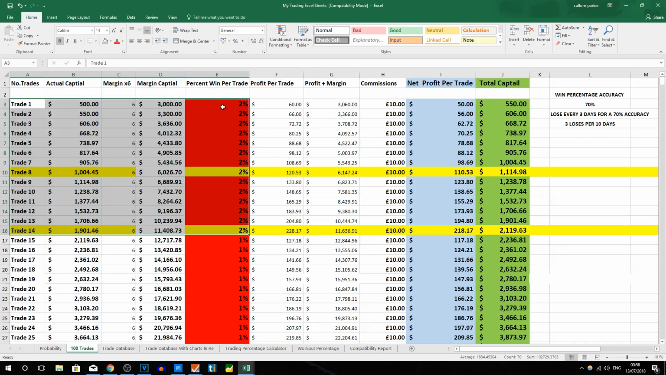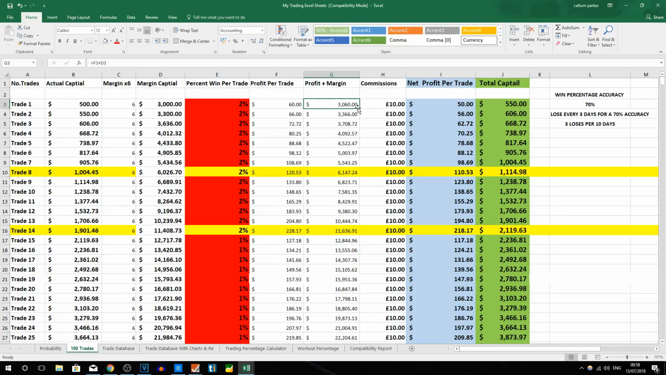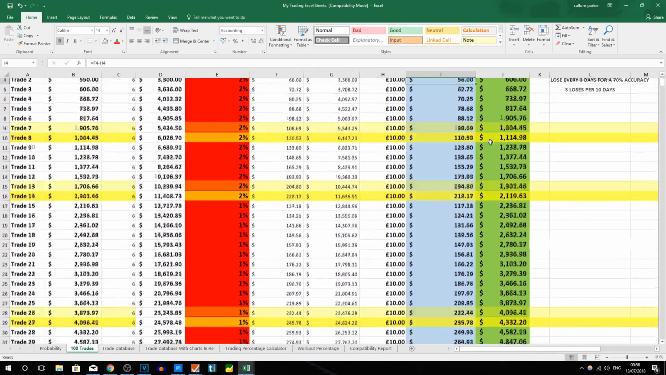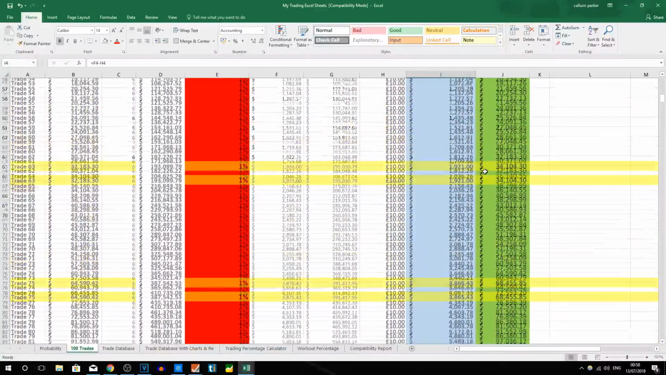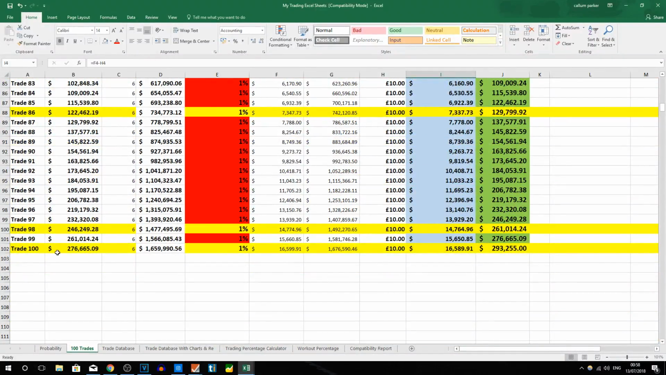So 2% of 3,000 equals 60, so 3,060 minus commissions, which is just a hypothetical abstract number, $10, equals a profit of $50. Add your starting capital of 500, that's 550. Drag the 550 onto the next trade, times it by 6 gives you 3,300. 2% of 3,300 is 66, minus the $10 commissions equals 56. And as you can see, if you keep doing this, your end figure after 100 trades is 276,000, which is incredible.